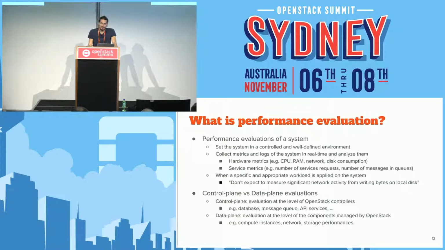In OpenStack, performance evaluation can be done at two levels. The first one is the control plane, which is the level of OpenStack services like Nova, Neutron, MariaDB, or RabbitMQ, or the data plane, which is the level of the resources deployed by OpenStack. So for instance, you may want to evaluate the performance of the network between two Nova instances.